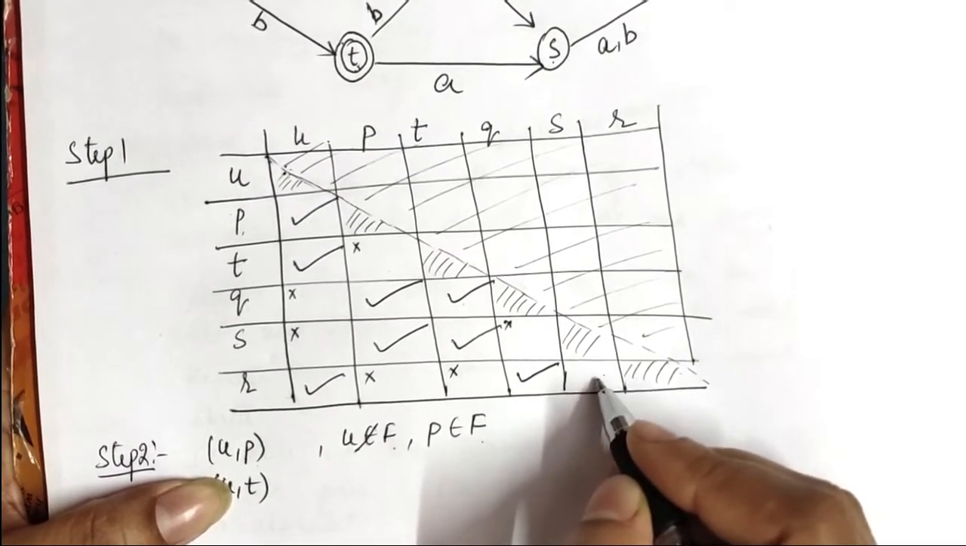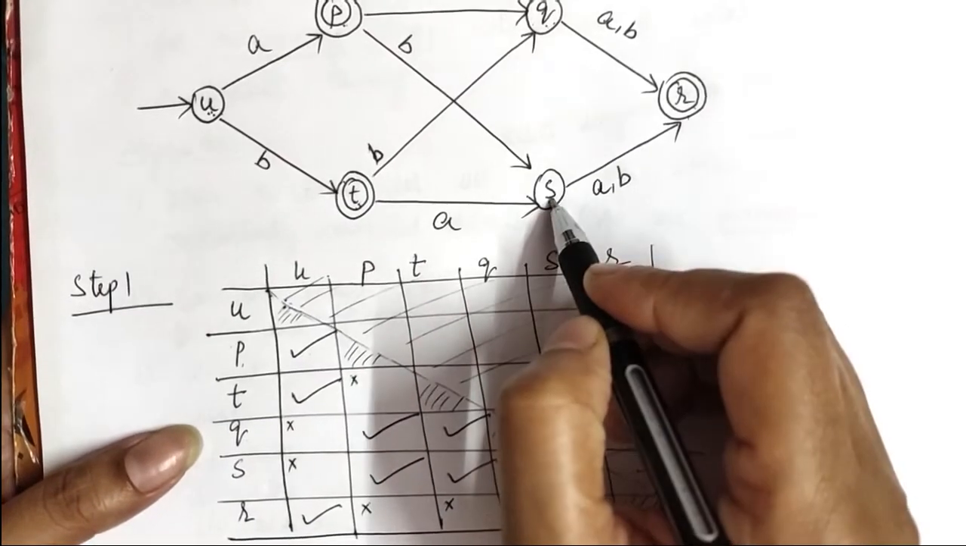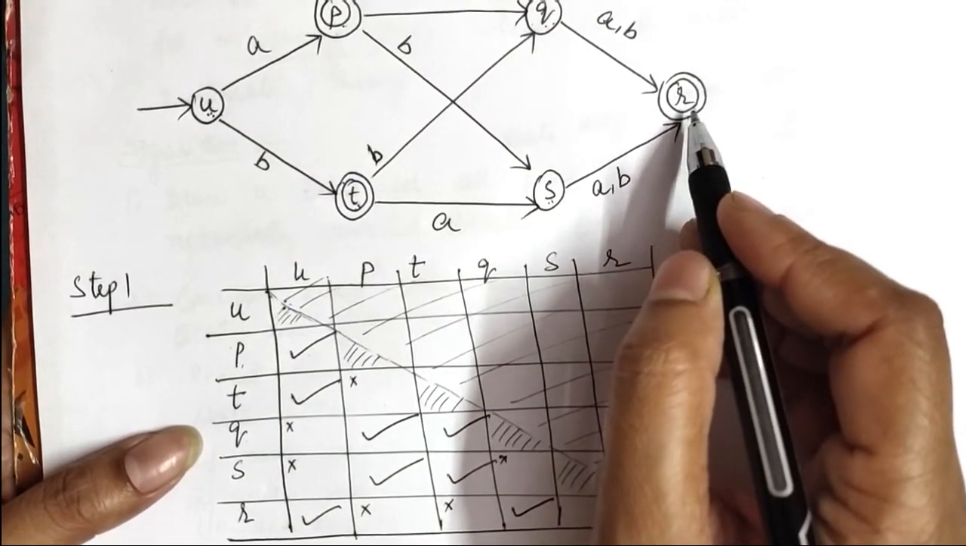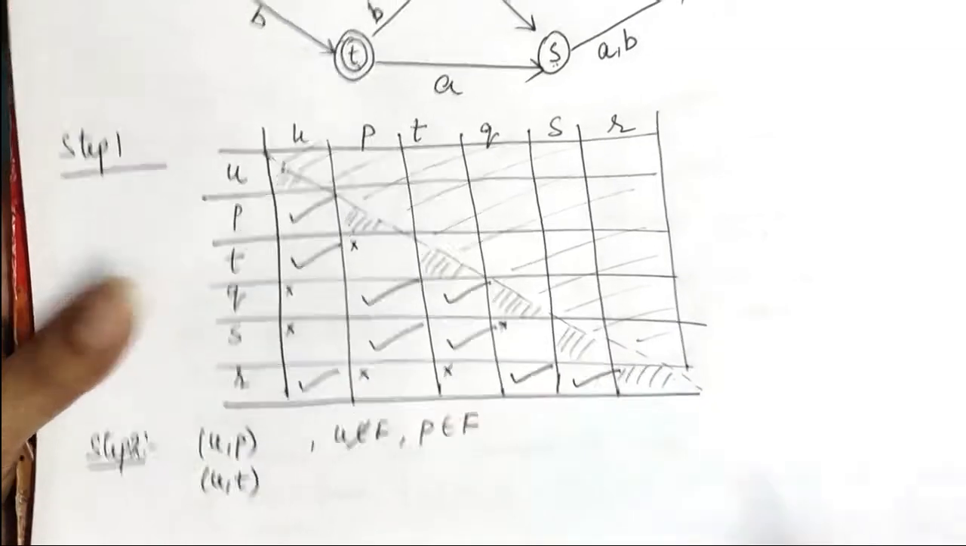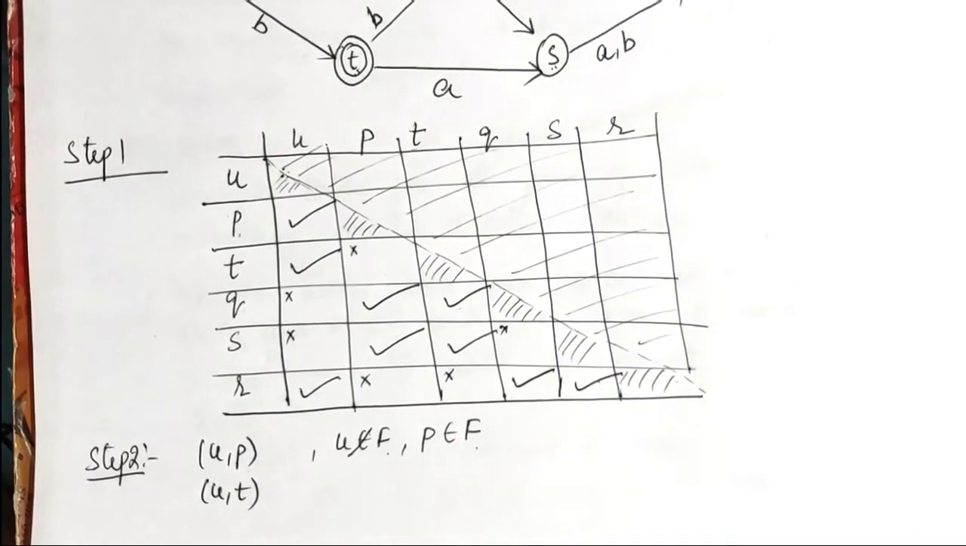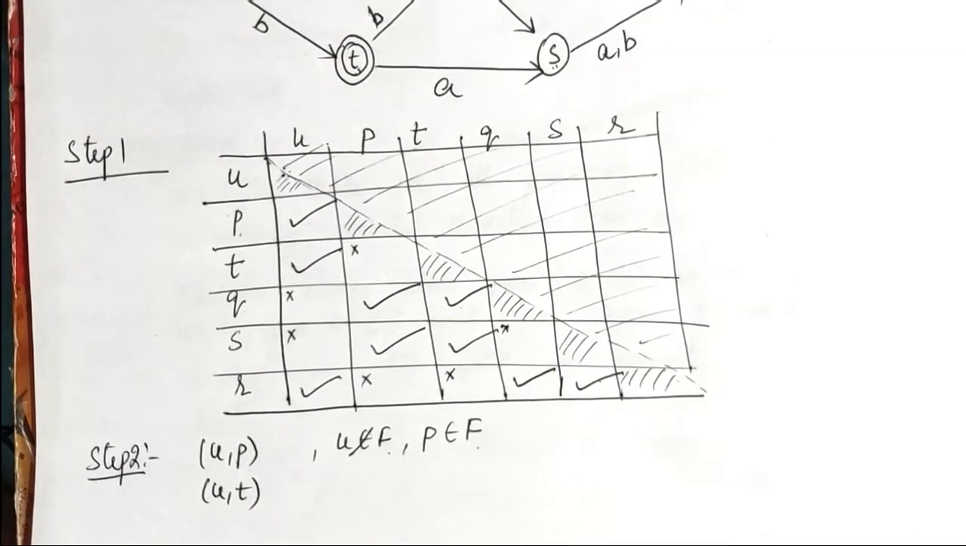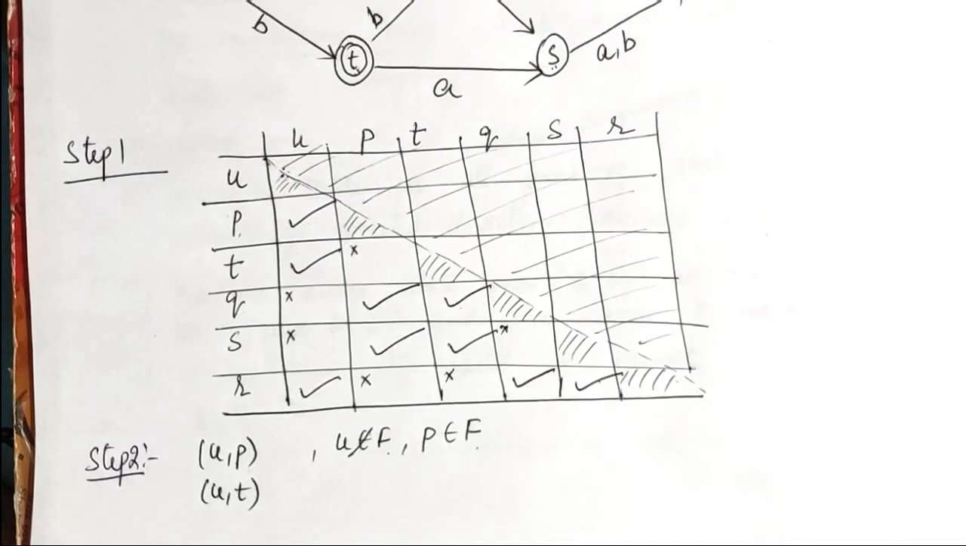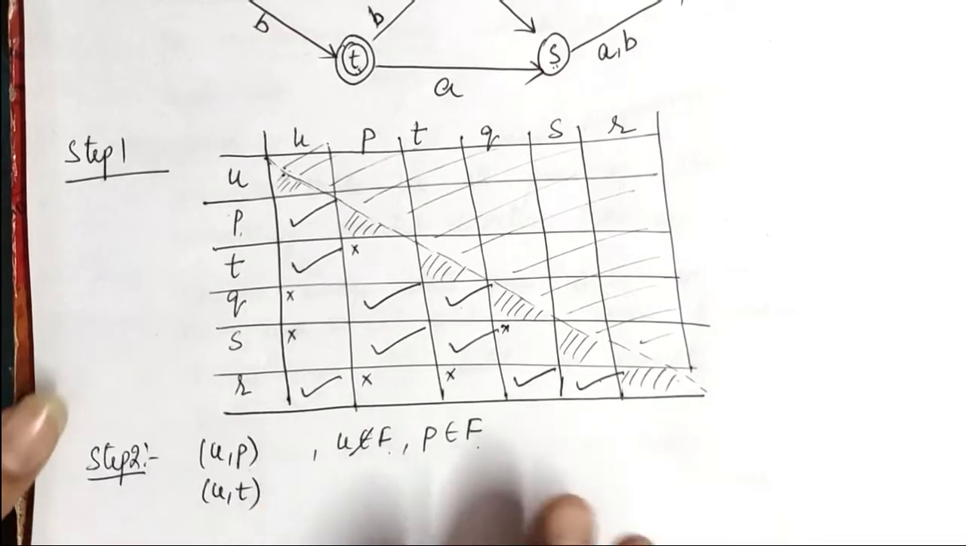And the last cell is S comma R. See here, S does not belong to the final state and R belongs to the final state, so we mark it like this. So this is the second step in which we consider each pair of this table and find out whether one of the states belongs to the final state and another state does not belong to the final state, so we mark it by a tick sign, and the remaining cells we show by a cross sign. So this is step 2.